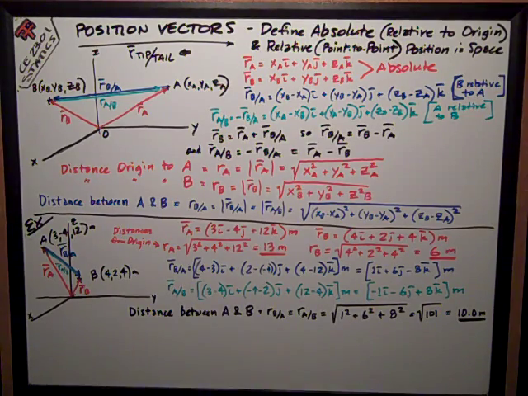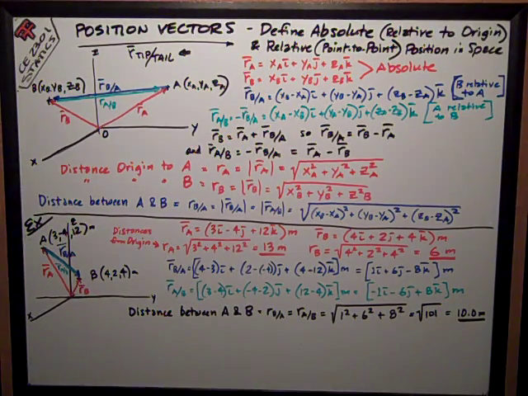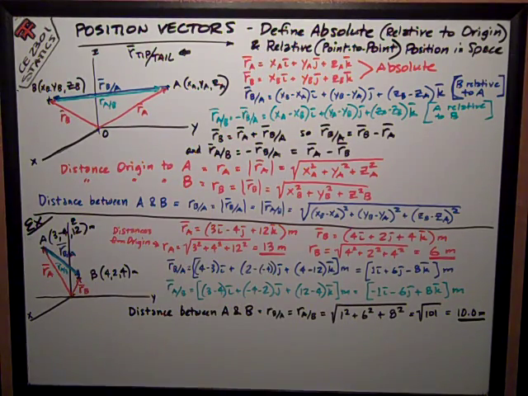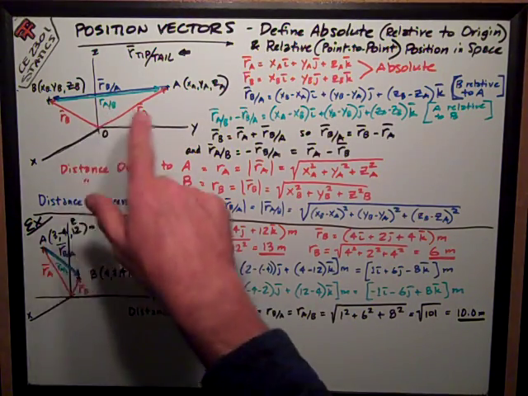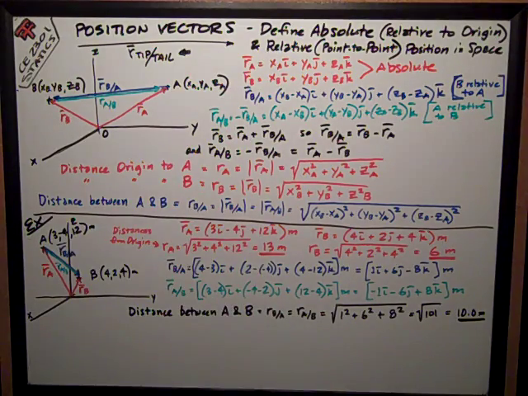Up till now we've been talking about force vectors, and position vectors are a different kind, but they are still vectors. They have a magnitude, a length, and a direction in space.